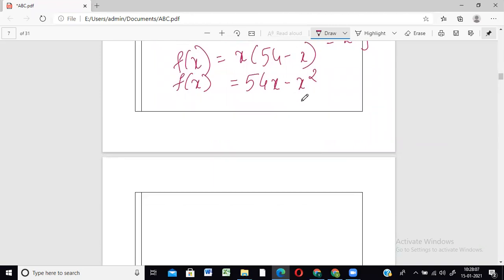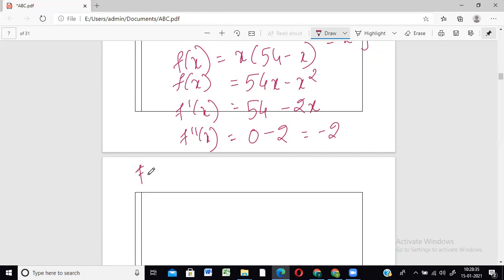Now from this, what are we going to do? We're going to do the same steps that I told you. We'll find f dash x and f double dash x. Derivating this gives 54 minus 2x, and when you derivate this again, it will be 0 minus 2, so this is equal to minus 2. Right? Now what do we do after this? I suppose by now it must have come to you.